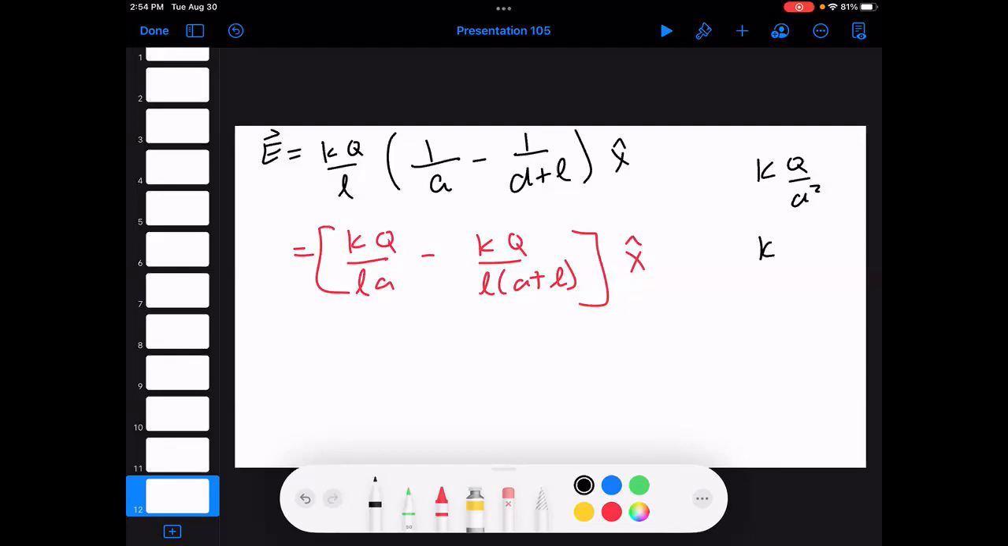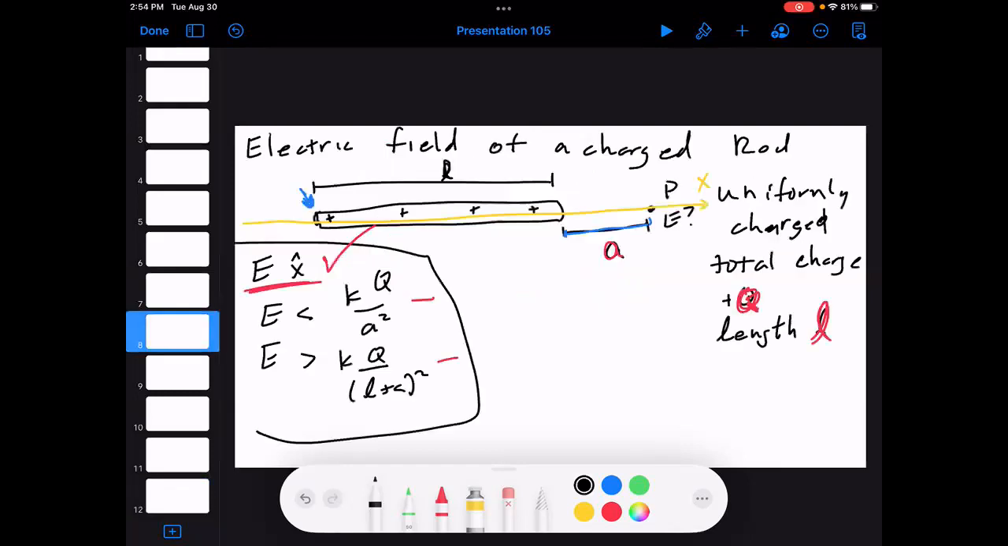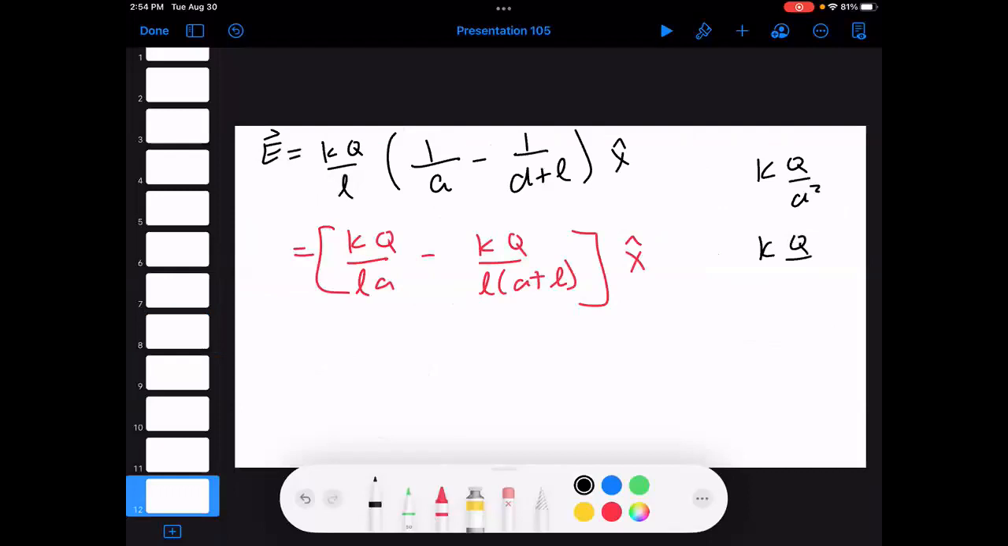So that's pretty solid. And it should be bigger than KQ over L plus A squared. And I think it is. I don't know if I have a good way of expressing why I think that is. Do you guys have a good way of saying why this should be bigger than KQ over L plus A squared? Maybe.